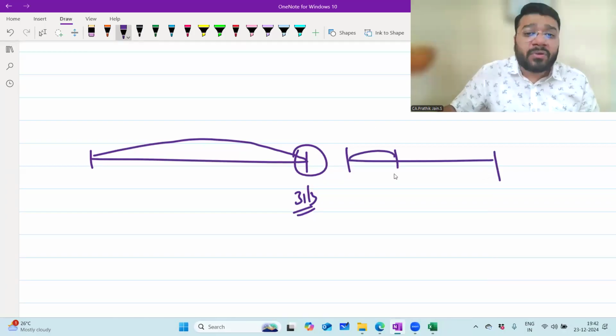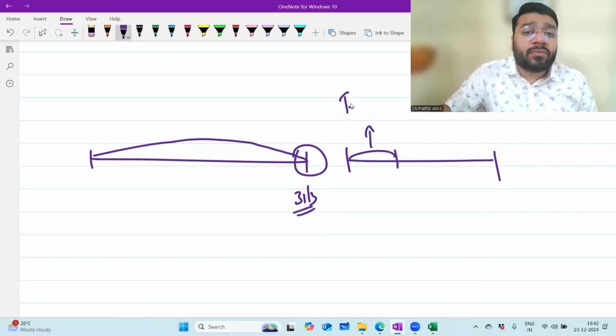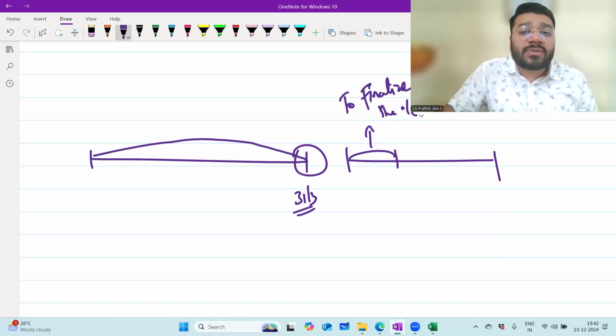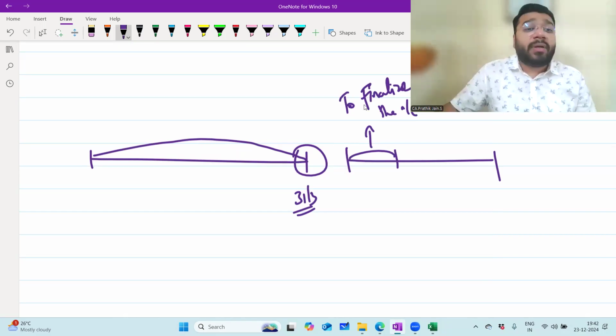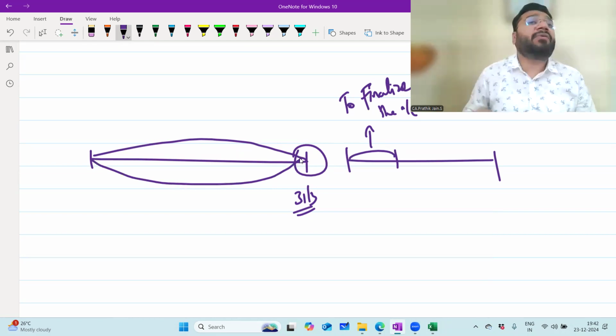Why? In this period, you are going to finalize the accounts. So what is the meaning of finalization? After the basic accounting entries, which are passed from 1 April to 31st March, there are certain adjusting entries that have to be done.